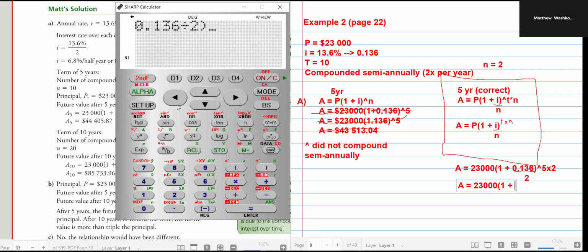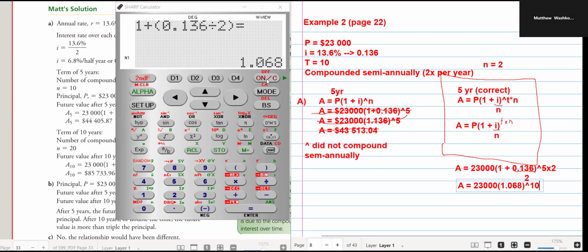All right. So first off, I'm simplifying this. 1.068. So this is now 1.068, right? Which makes sense. 13.6 divided by 2 is 6.8. 1.36 divided by 2 is 0.068. All right. To the power of 5 times 2 is 10. A little bit easier to work with in our calculator now.